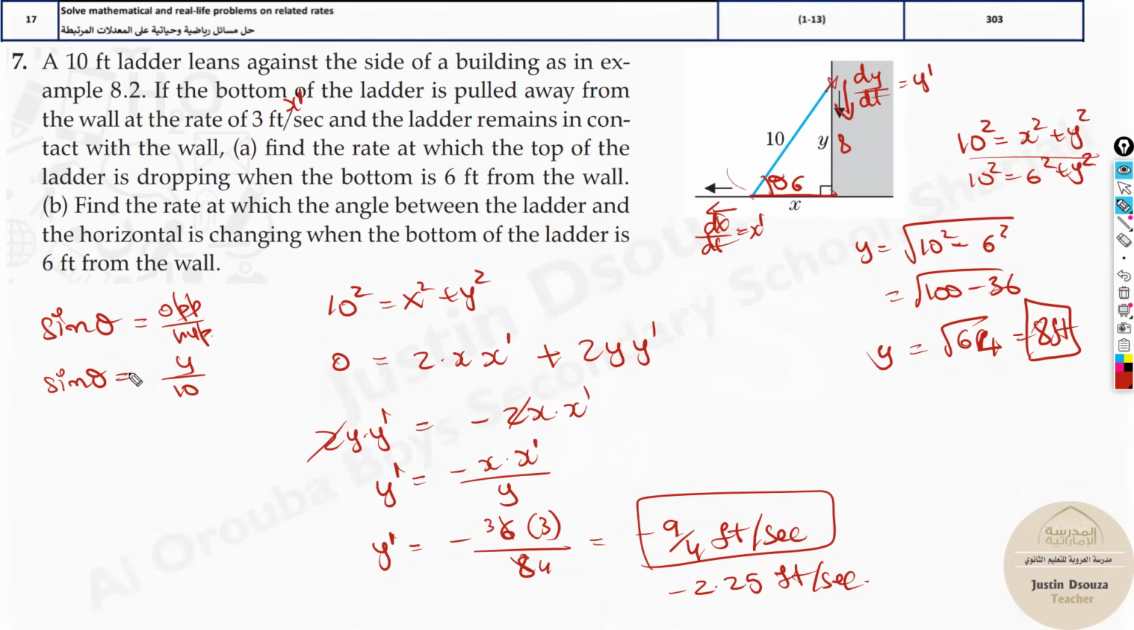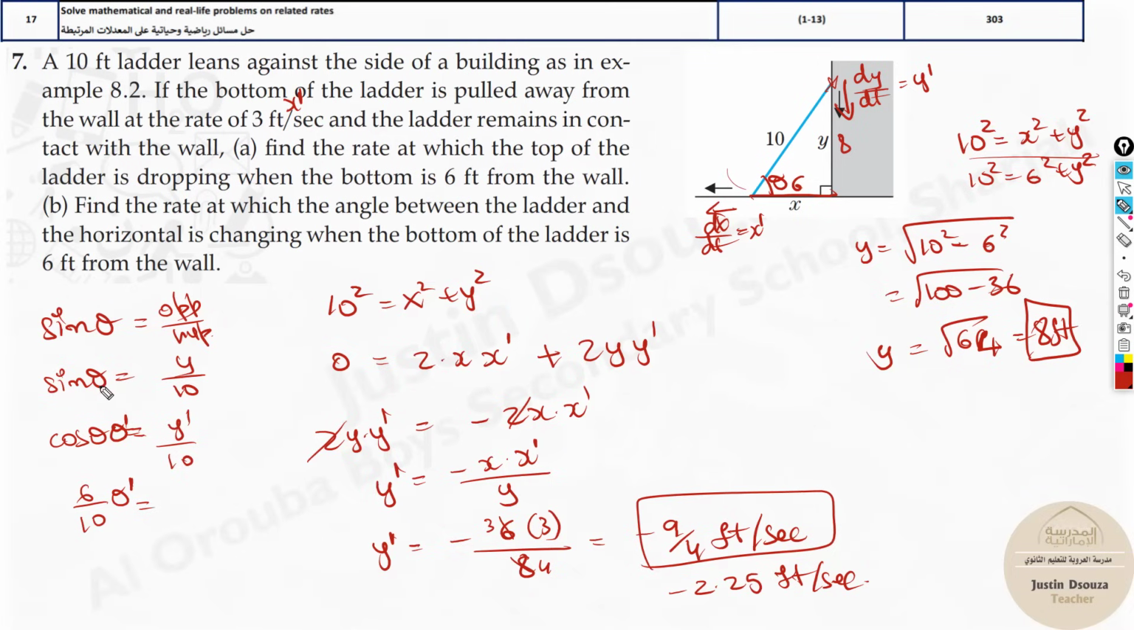Now we will differentiate on both sides. So the derivative of sine will be positive cos theta, that is equal to, over here, y dash by 10. That's it. Now what is cos theta? Cos theta is adjacent by hypotenuse. Adjacent x divided by 10. What is the x value? It's 6 by 10. This is 6 by 10 equals, what is y dash? Sorry, theta dash is the cos theta. Oh, I forgot to tell you, cos theta into theta dash. Don't forget this. That is theta dash.